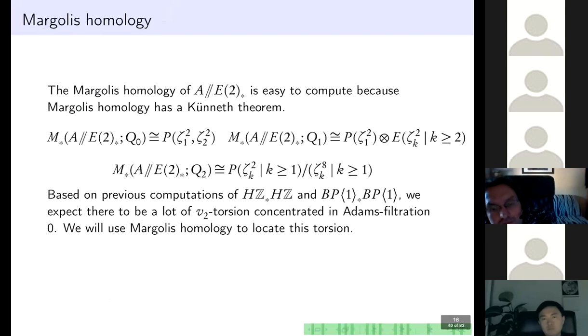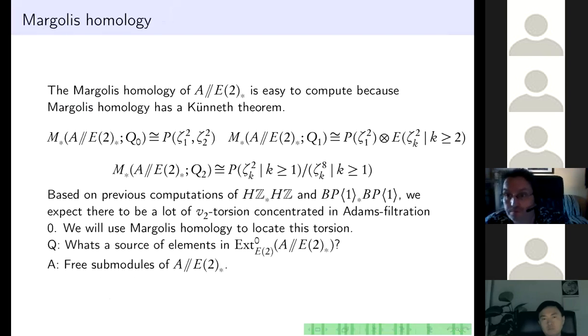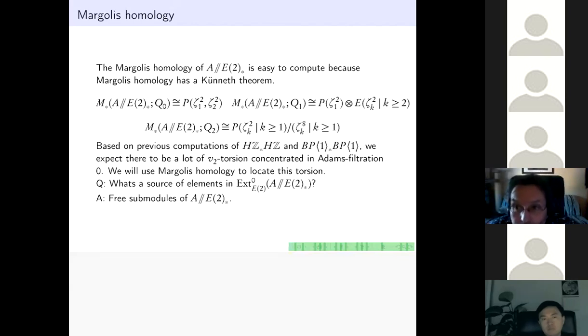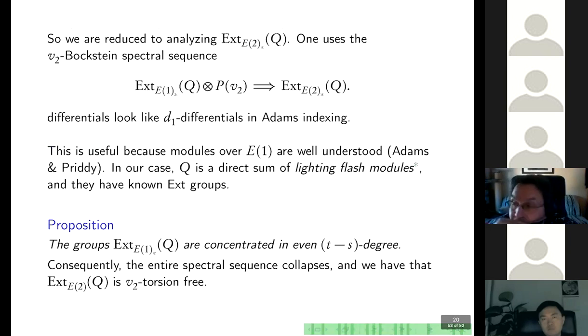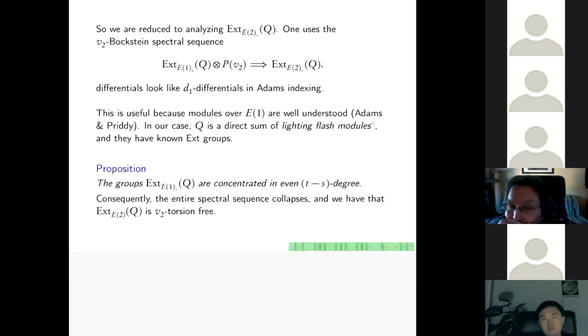Now the Q0 Margolis homology is a polynomial algebra generated by zeta 1 squared and zeta 2 squared. So this is entirely in length 0, and in particular it's entirely in even degree. So from this you can show that the Ext groups over E1 for Q are completely concentrated in even degree. Also the degree of v2 is 6. So the entire E1 term of this v2-Bockstein spectral sequence is completely concentrated in even degree. Because the differentials all look like d1 differentials, that means the spectral sequence has to collapse. And so the Ext groups for Q over E2 are v2-torsion free.